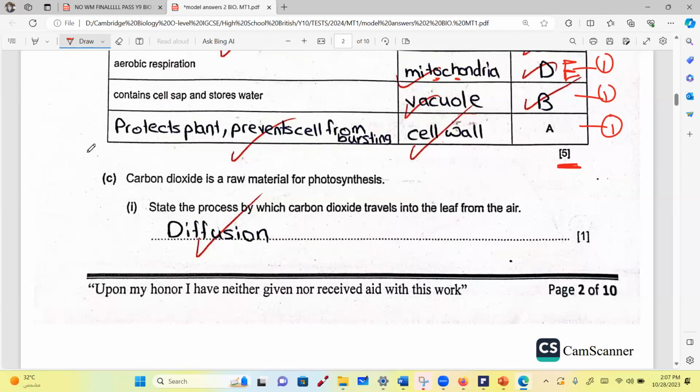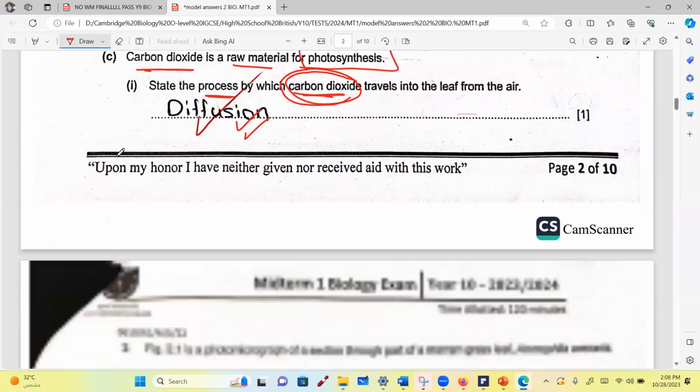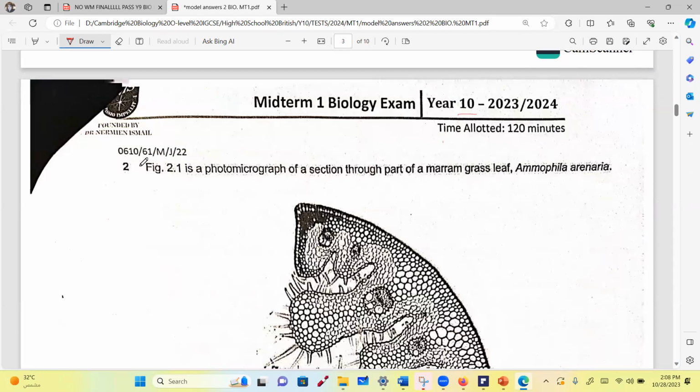Now, this question, also some of you gave me very funny answers. State the process by which carbon dioxide travels into the leaf from the air. And before that, they said carbon dioxide is a raw material for photosynthesis. So they told you in the question that carbon dioxide is needed for photosynthesis. How can someone give me respiration as an answer? I don't know. Okay, how do gases move? By diffusion. So those who wrote respiration as an answer, I don't know where they got this from, but this only shows that you did not take things clearly and you did not study at all.